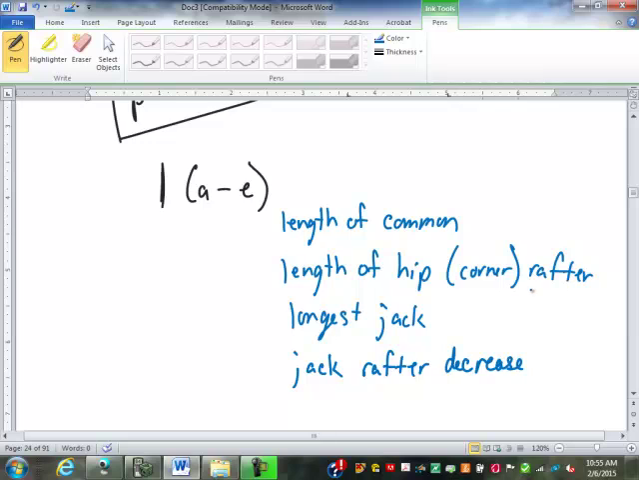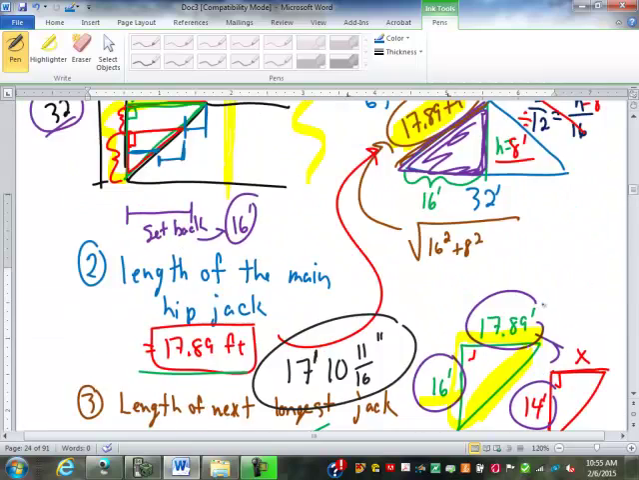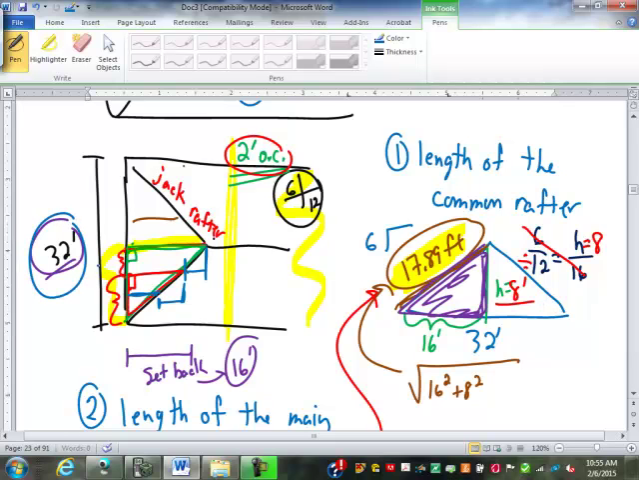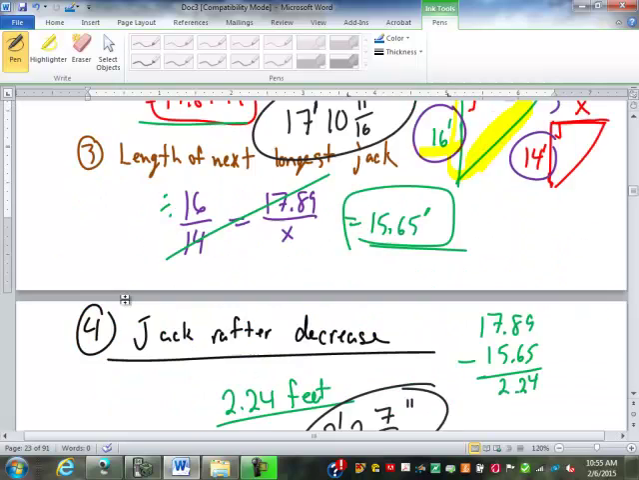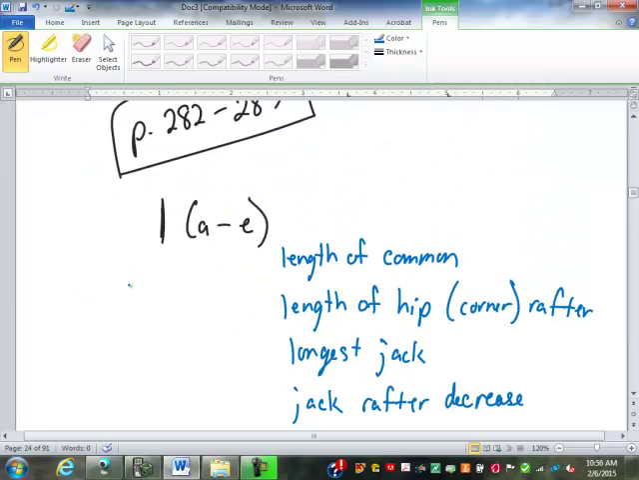Now where it says run of the common, that is just the span here. So this, I have 32 feet here. In the first one, it gives you the common rafter length, so you can use that to find this. You know then the length of the longest jack rafter will be the common rafter. For C, D, and E, they give you the slope, so you use that to find the length of the common and go from there. So those are the 4 things you need to find for each of those.